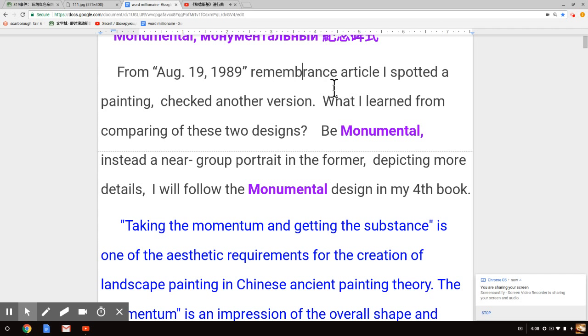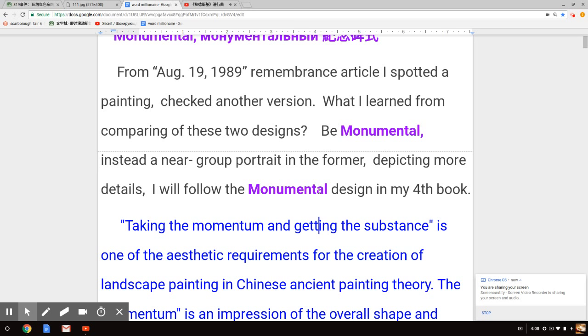1889. Remember, since the article I spotted a painting and checked up another version. What I learned from comparing these two painting designs: the monumental one, instead of a near group portrait in the former, typically has more details. I'll follow the monumental design in my first book.